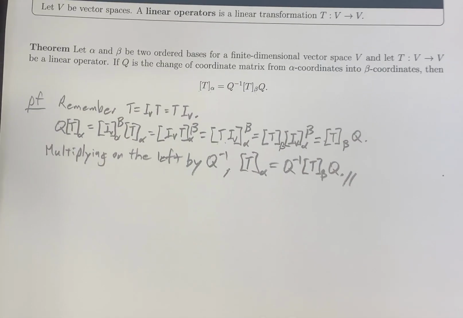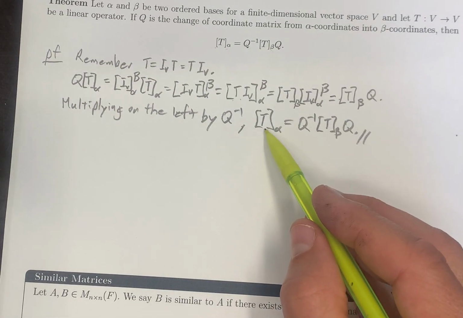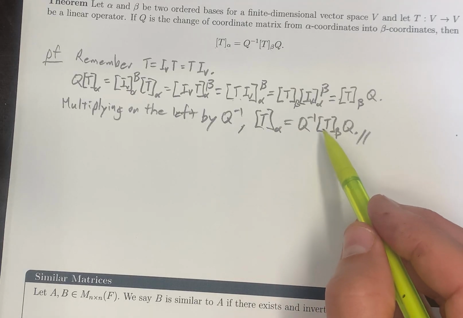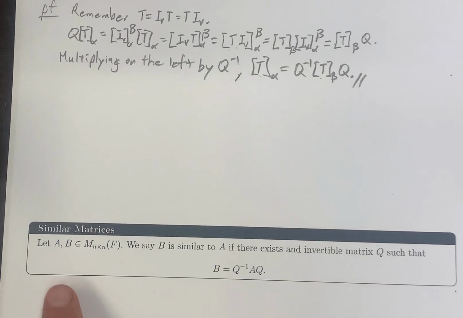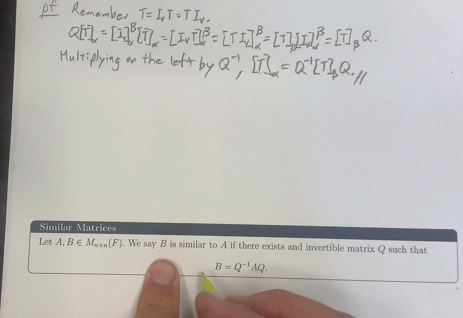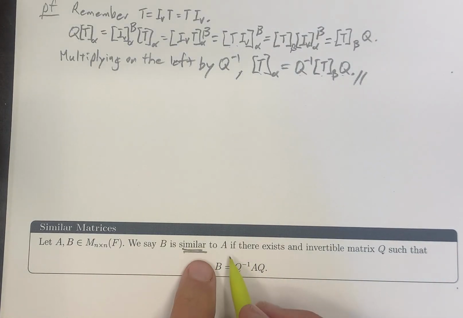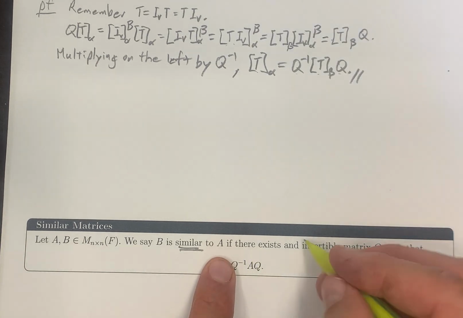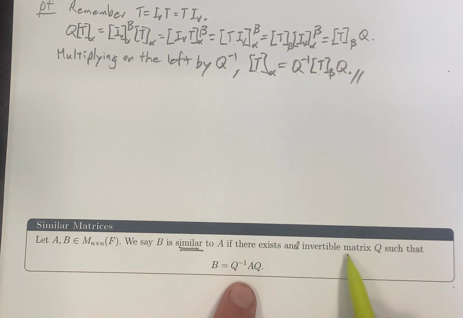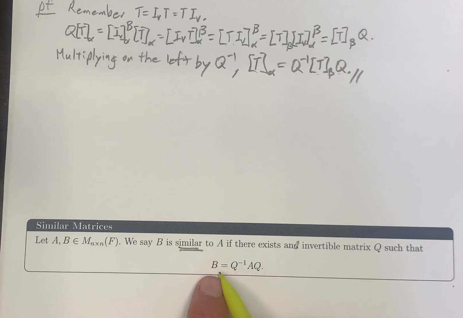Okay, and these are all matrices. This is a matrix, this is a matrix, that's a matrix. And so we actually have a special definition particularly about that. If A and B are n by n matrices over a field, we say B is similar to A if there exists an invertible matrix Q such that B equals Q inverse AQ.